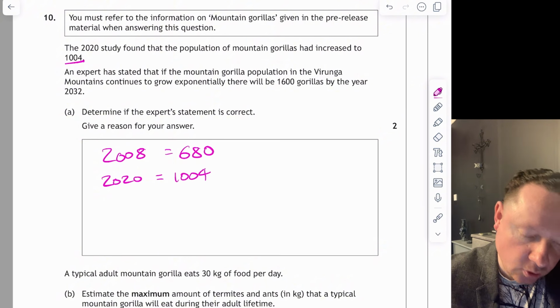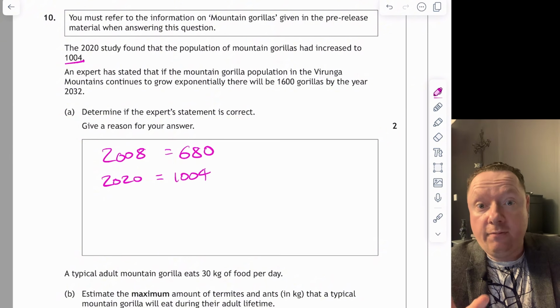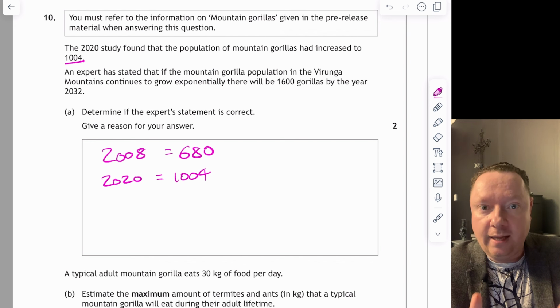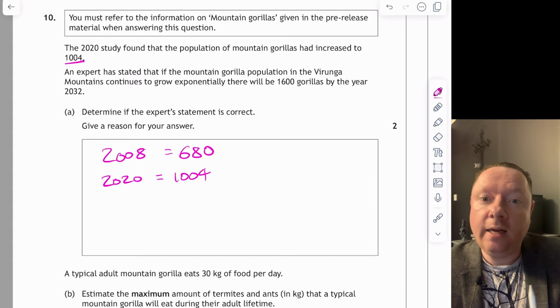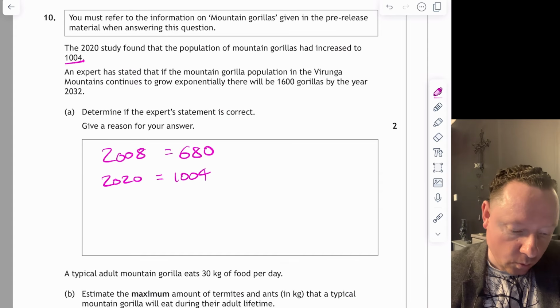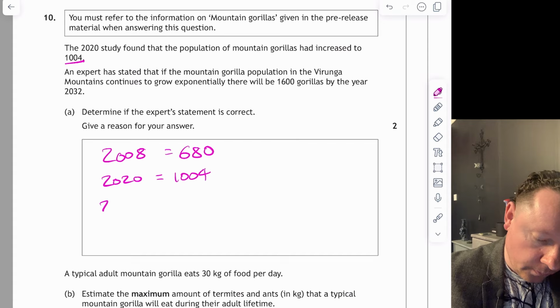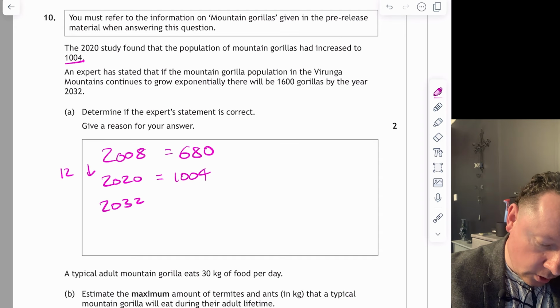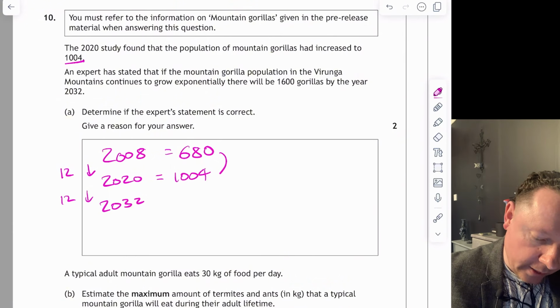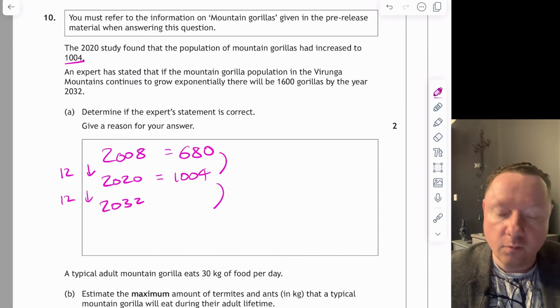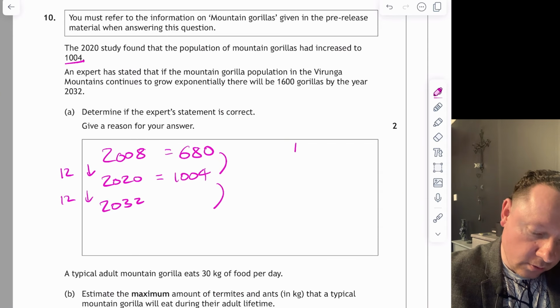Now the way exponential growth works is, if over a certain time period, like 10 years, something had doubled, it will keep doubling every 10 years. So this is 12 years, and we now want to know 2032. So let's just check that time period is the same, 12 years, 12 years. So if I know what that's times by, for the next one it'll just times by the same amount. So how do I know the multiplier? I just do 1,004 divided by 680.